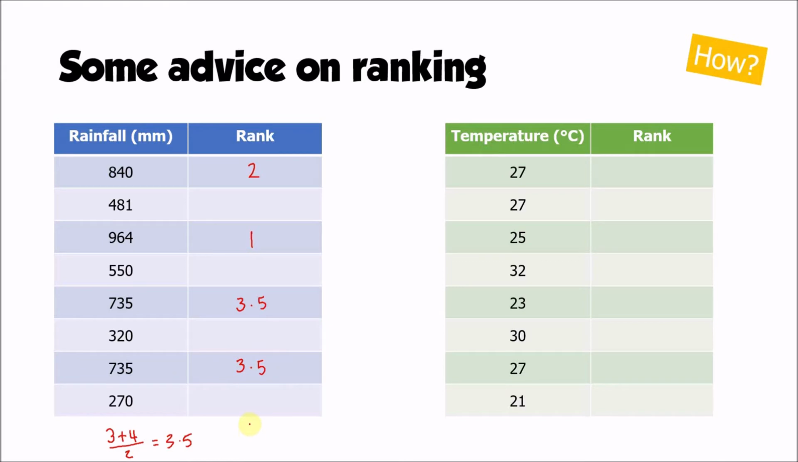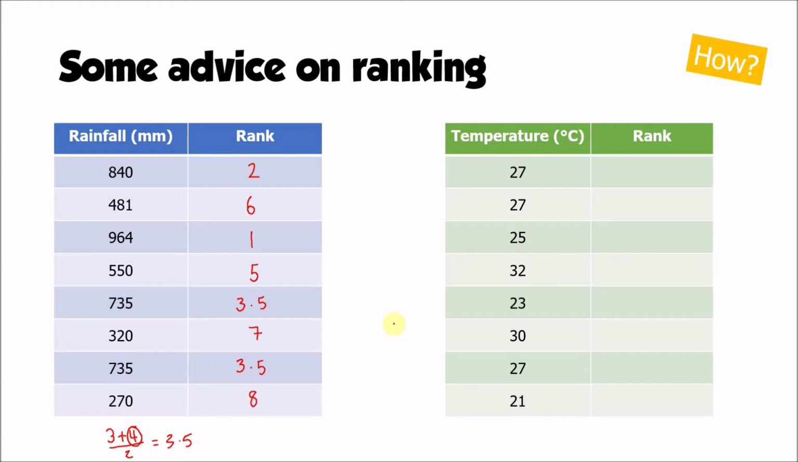I then come to my next highest value, which is 550. Now, I don't rank this 4 because I've used 4 here in my calculation. So I would rank that as 5. 1, 2, 3.5, 3.5 and 5. That's because I've used 3 and 4 in my calculation to get these two numbers here. I then carry on down that list, so my next highest would get a rank of 6, my next highest would get a rank of 7, and my next highest would get a rank of 8.